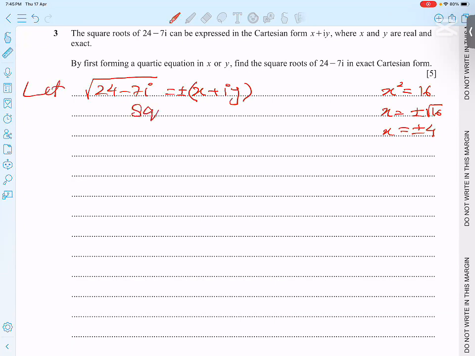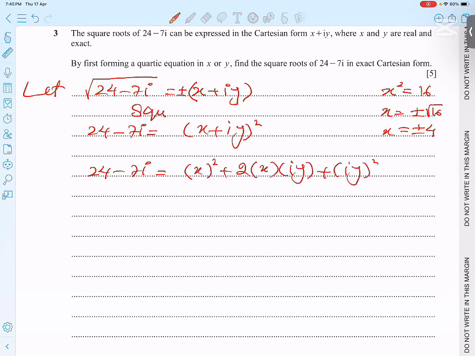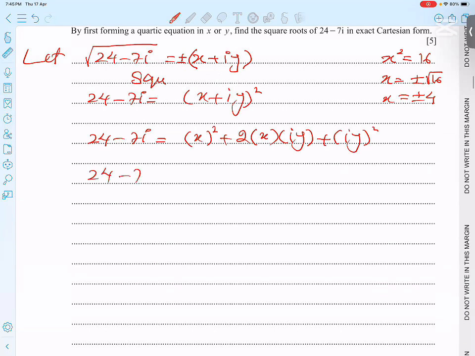So squaring both sides, when I square the left side, the root will cancel, and I'll get this. But on the right hand side, when I square, I get this kind of equation. So 24 minus 7i is equal to the squaring identity. Here x square, 2xy iota, and iota square of y square. Iota square is minus 1, so ultimately I got a negative y square.